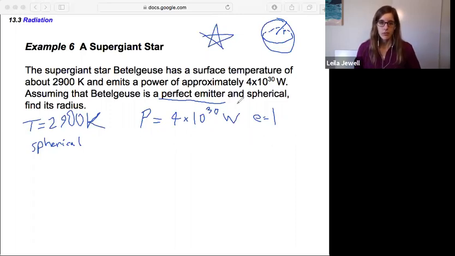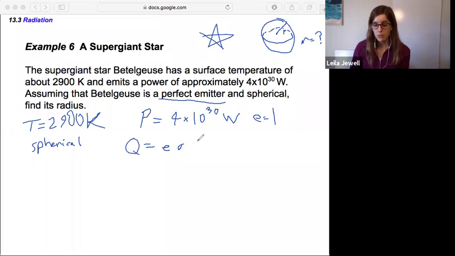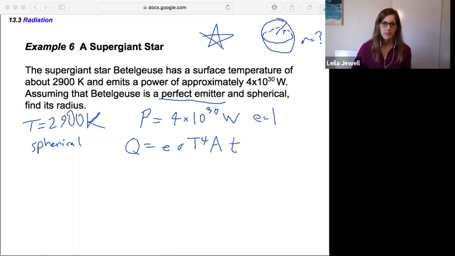All right, so if we want to find the radius, what tools do we have that might help us? Well, for one, we just got that radiation equation. So I think that's worth jotting down here as a tool, right? This Q is equal to e, which we know, times the Stefan-Boltzmann constant, which we also know, times temperature to the 4th power, which we know, times the area, which we don't know, times the time, which we don't know, and we don't know the heat.